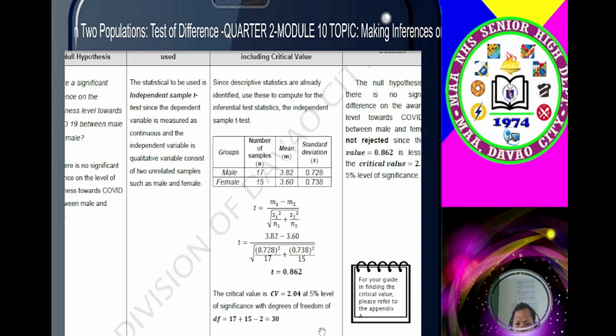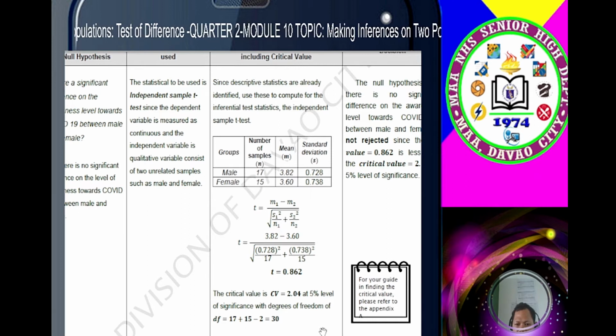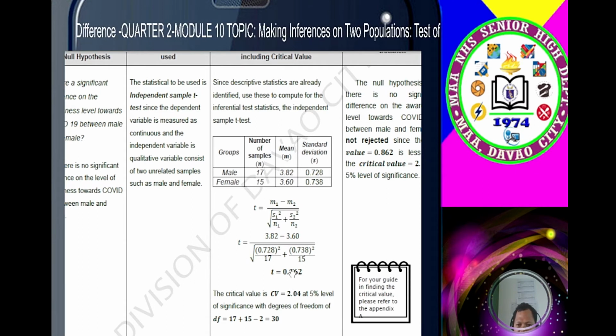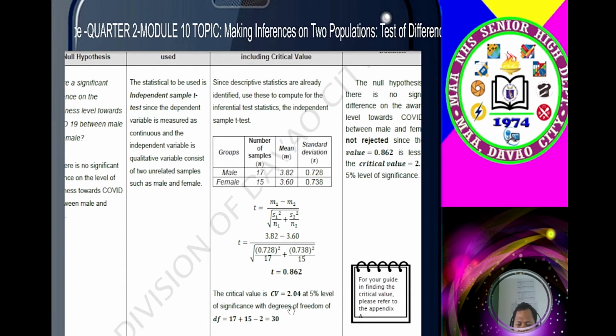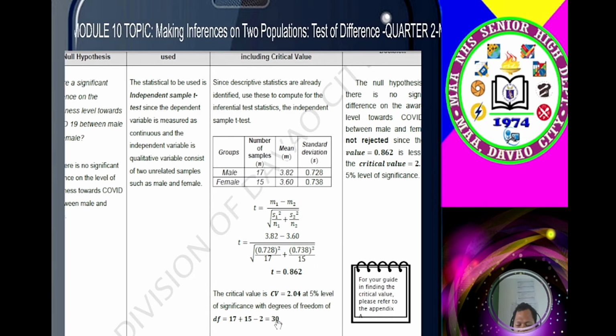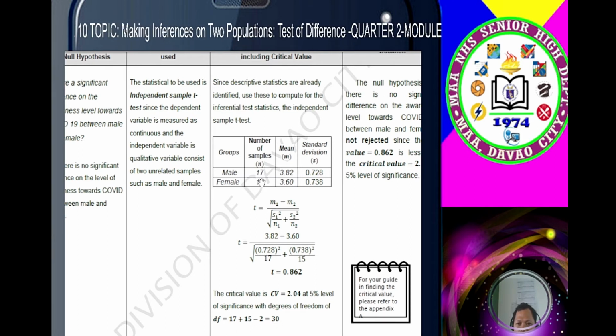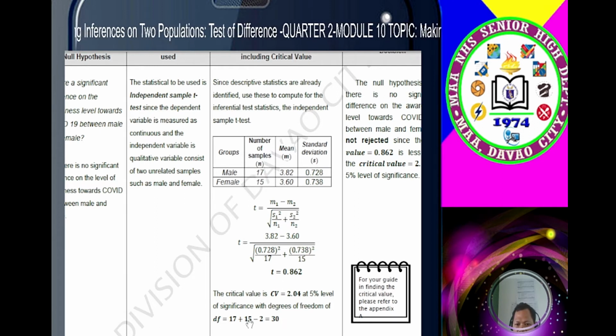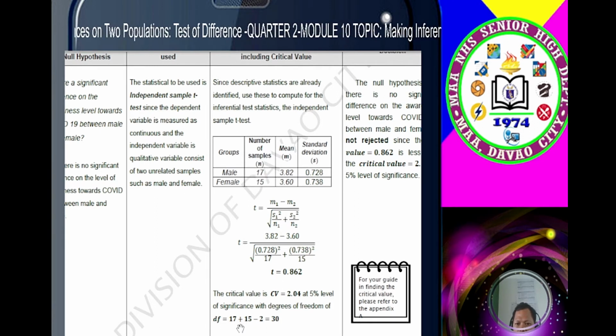Then at the back of this module, you will have the tabular value of this t-test, which is 2.04. The degrees of freedom here is 30. You just add the two n's, which is 17 and 15, then minus 2, since we have two groups, so 30.